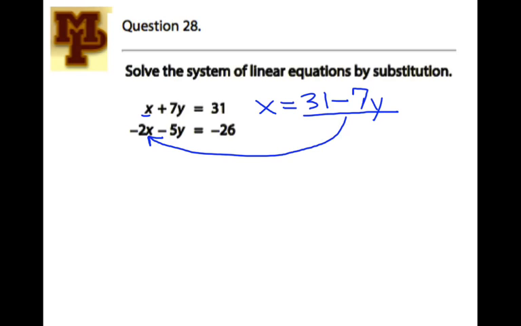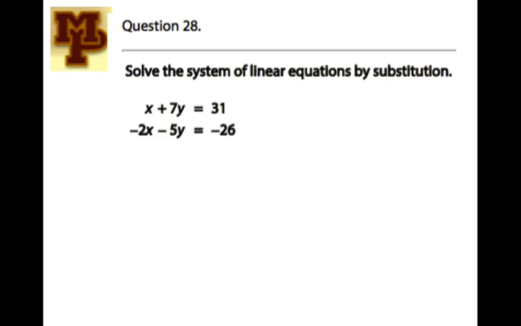You know what? Actually, this one looks like it's way better to solve by elimination. I'm going to back up and do this one by elimination. So you can solve them however you like on the final. So this one, I would multiply this top equation by 2, and then that would make this 2x, and then this would be 14y, and then this would be 62.